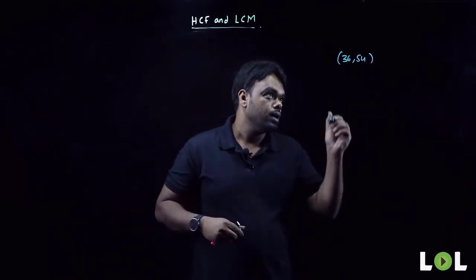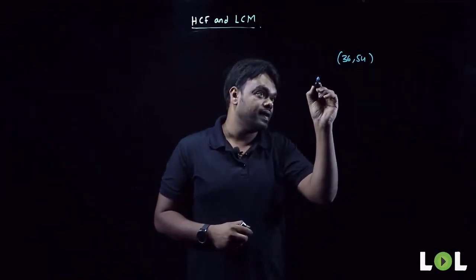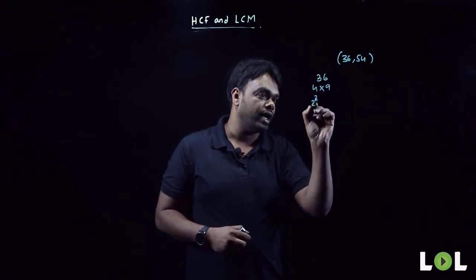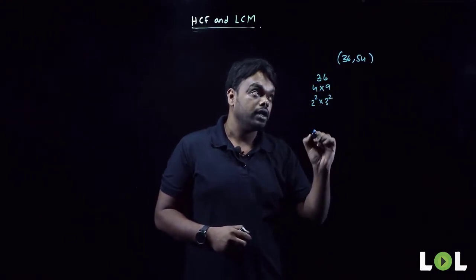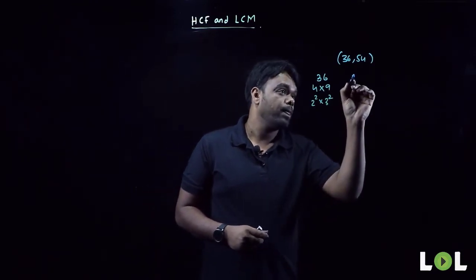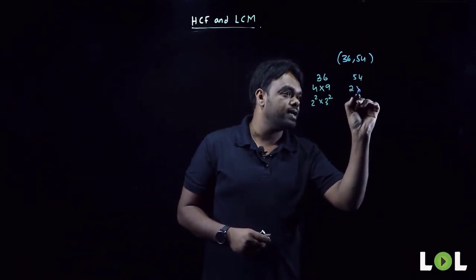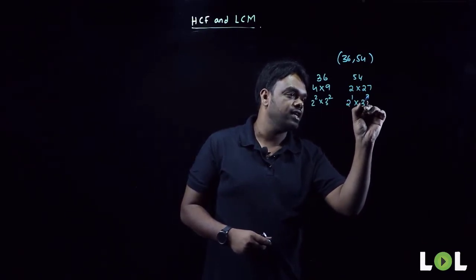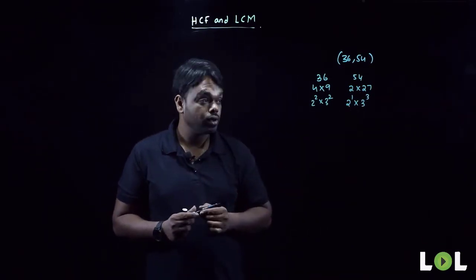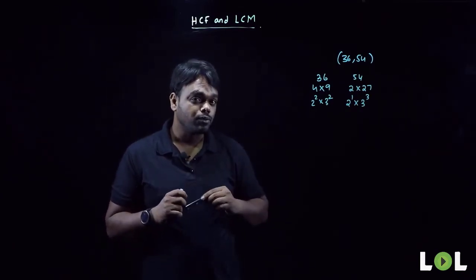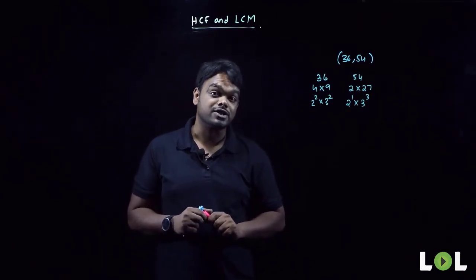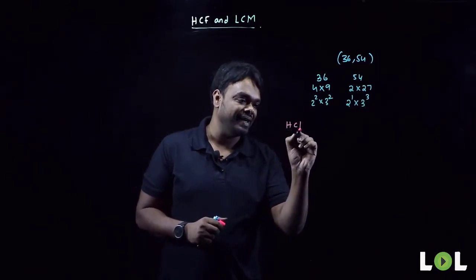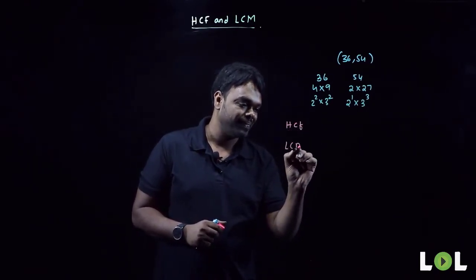Let me show. First, we should factorize the number 36, which is 4 into 9, which is 2 square into 3 square. Then factorize 54. 54 is 2 into 27, 2 is 2 power 1, 27 is 3 cube. Now, to do further, you should know the very basics of set theory. Yes, I'm talking about set theory. Let me tell you what it is.